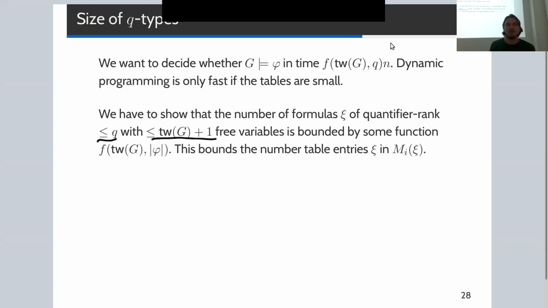So the number of these formulas with few variables and small quantifier rank should be bounded by some function of the tree width of G and our formula phi. Oh, my pen is now empty, so I have to draw by hand. Okay. And if we have bounded this number of functions, then we have also bounded the number of dynamic programming entries, and that's good.